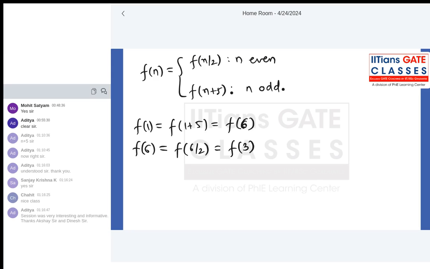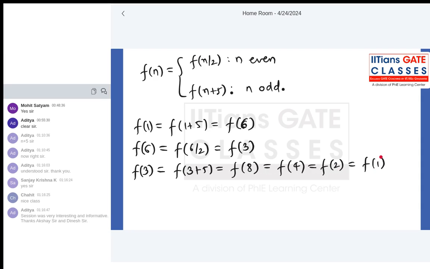Now f of 3, what happens here? The number 3 is odd. So therefore it will be equal to f of 3 plus 5, so that will be equal to f of 8. But f of 8 has n which is even. So this will be equal to f of 8 by 2, 4. 4 is also even, so 4 by 2, 2. 2 is also even, so you divide it by 2, and therefore it will be equal to f of 1.